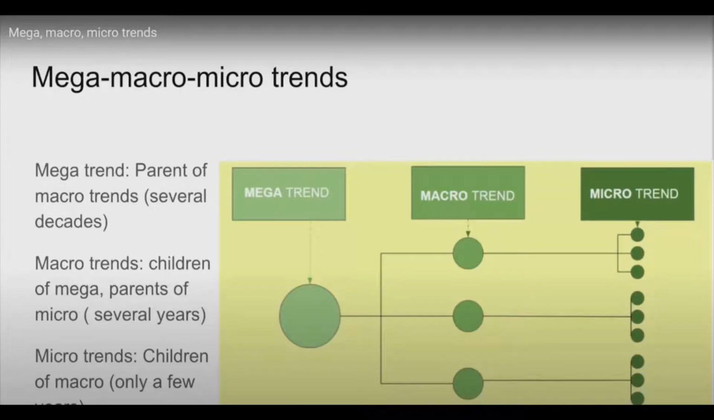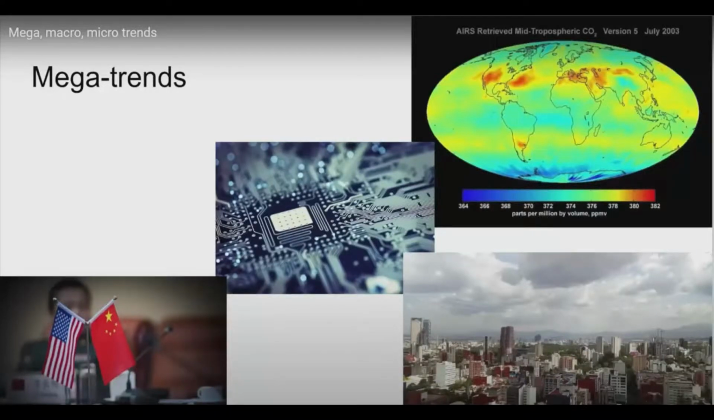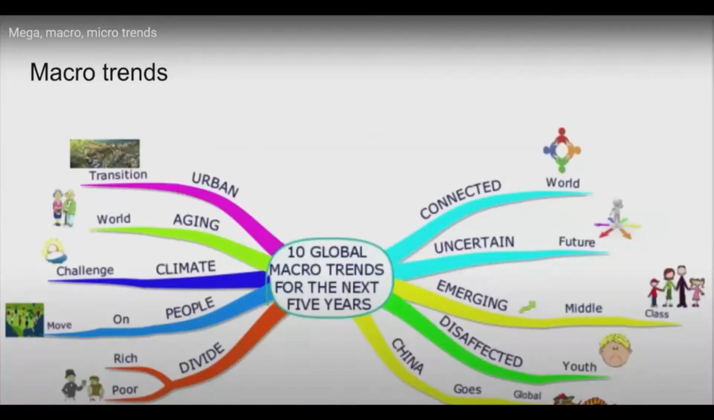Let's go into examples here. The mega trends here, we can see urbanization, global heating, tech development. These are mega trends. They've been around for several decades. We all know that they're going to have a huge effect on society as we know it. So that's definitely going to shape the future. But these mega trends then spawn macro trends. And here we can basically see 10 macro trends.